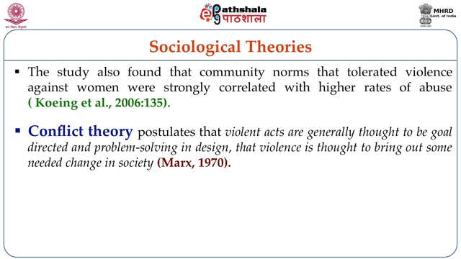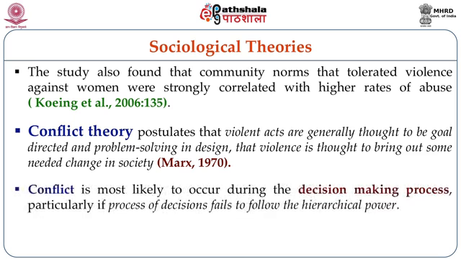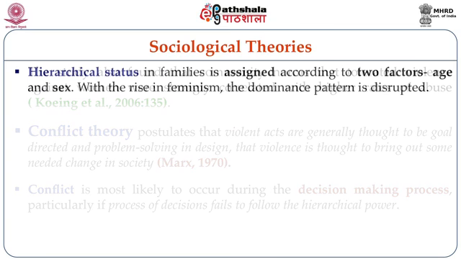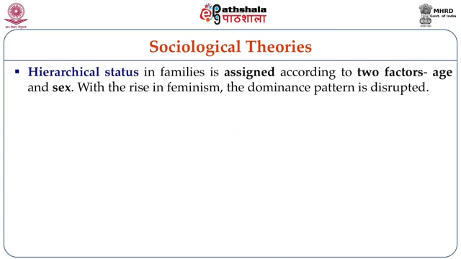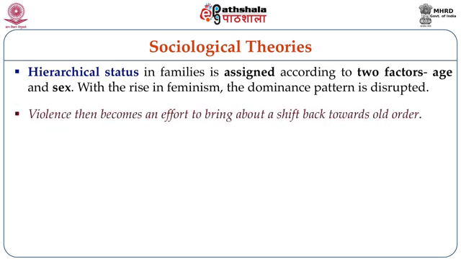The next theory is the conflict theory, which postulates that violent acts are generally thought to be goal-directed and problem-solving in design, that violence is thought to bring out some needed change in society. Now, conflict is most likely to occur during the decision-making process, particularly if the process of decisions fails to follow the hierarchical power, which means hierarchical status in families assigned according to two factors, age and sex. With the rise in feminism, the dominance pattern is disrupted. Violence then becomes an effort to bring about a shift back towards the old order. Let me just explain this.